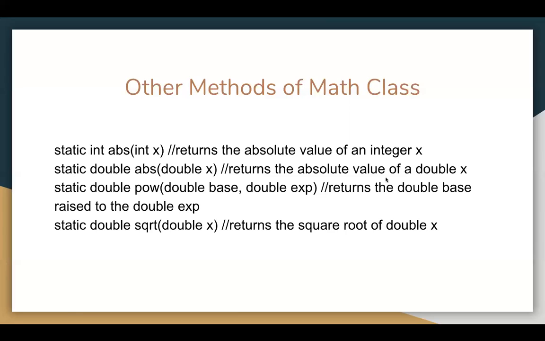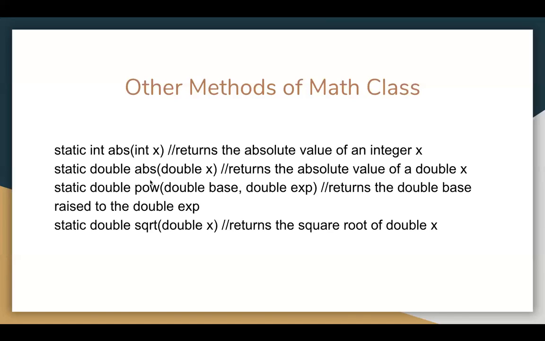So again, it's basically going to return how far a number is from 0. And it's basically the same as this first one, except that this one does doubles instead. This next one, again, returns a double. It takes in a double base and a double exp.